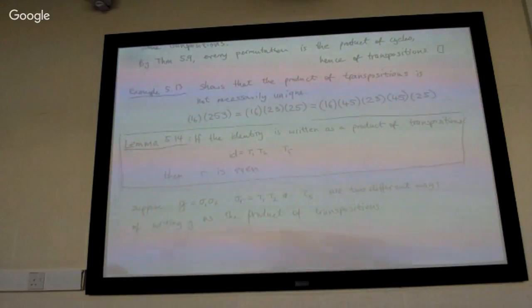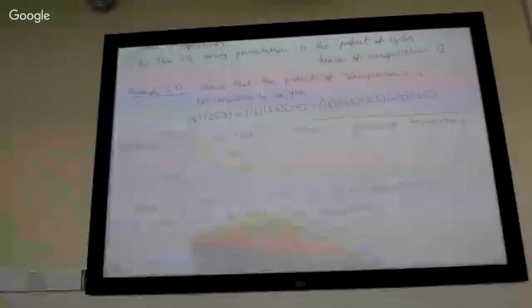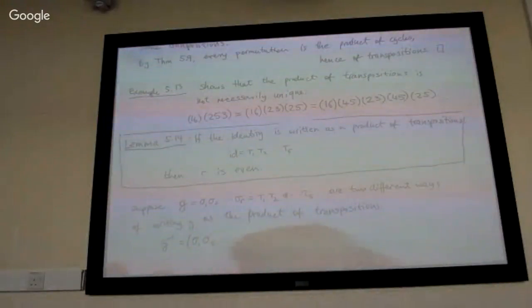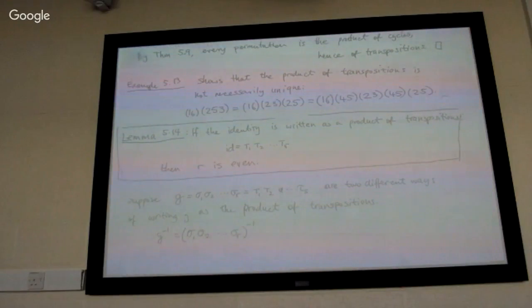Therefore, what is G inverse? Well, you take (sigma 1, sigma 2, ..., sigma r) inverse, right? Now, what does the inverse do with the order of multiplication? It reverses it, exactly, because that's how it works in a group. It's not very hard to show. You've probably done it with Killian.